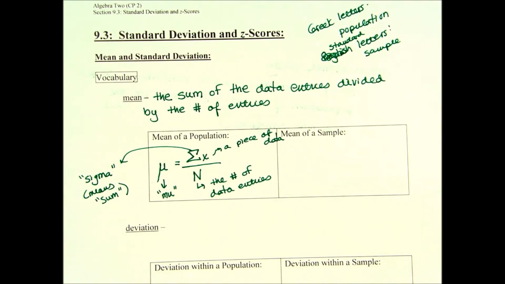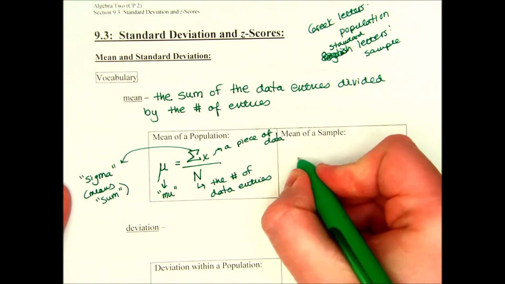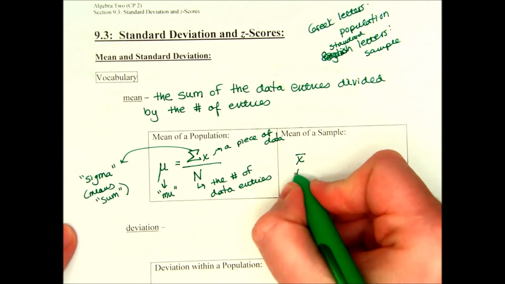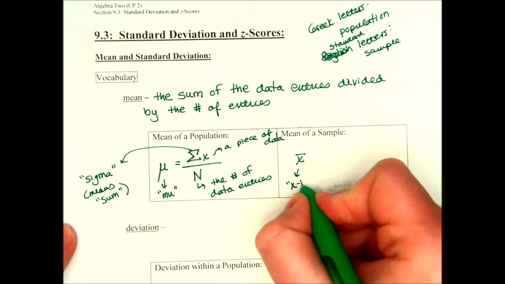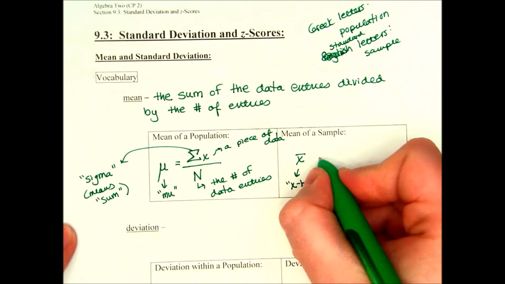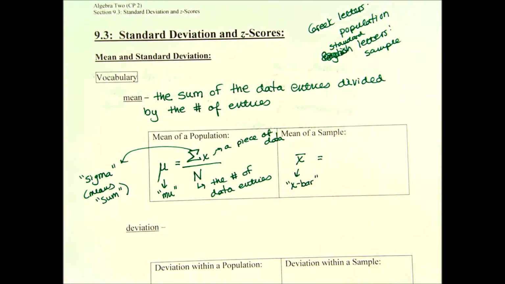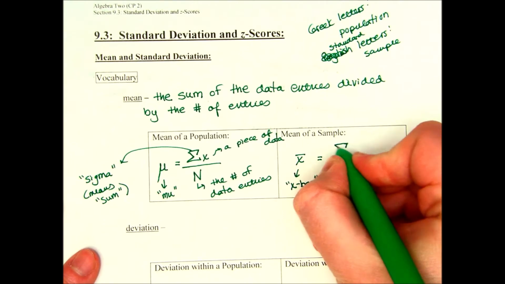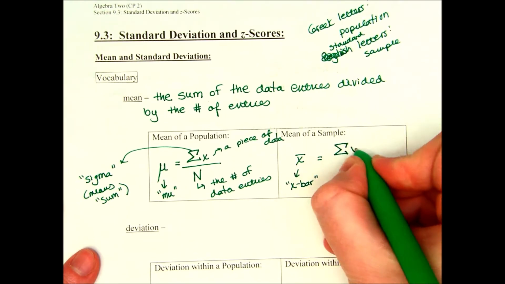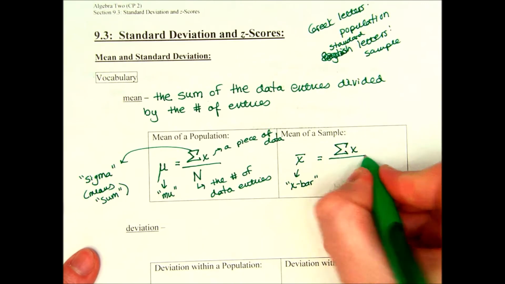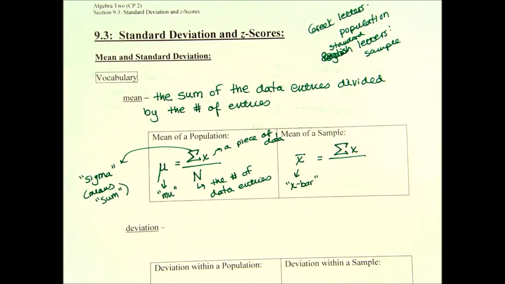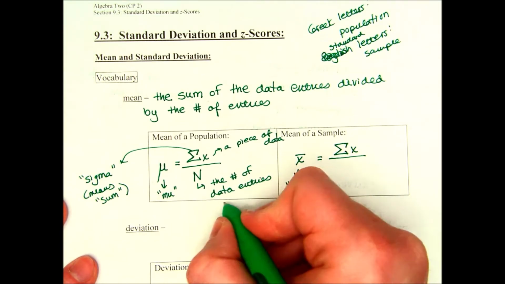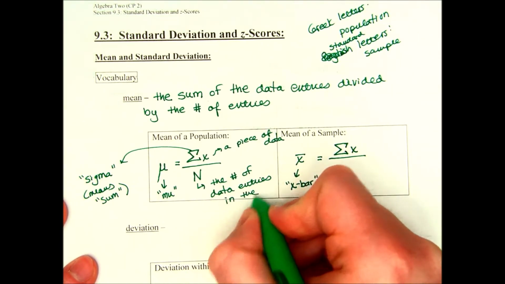If I want to find the mean of a sample, my symbol for the mean of a sample is X with a little line over it. And I'm going to read this as X bar. That's just my symbol that means the mean of a sample. I'm still going to add up all my data values, so I'm going to use my sigma, and I'm going to divide by the number of data entries that I have. Going back over here, that capital N is the number of data entries in the population.